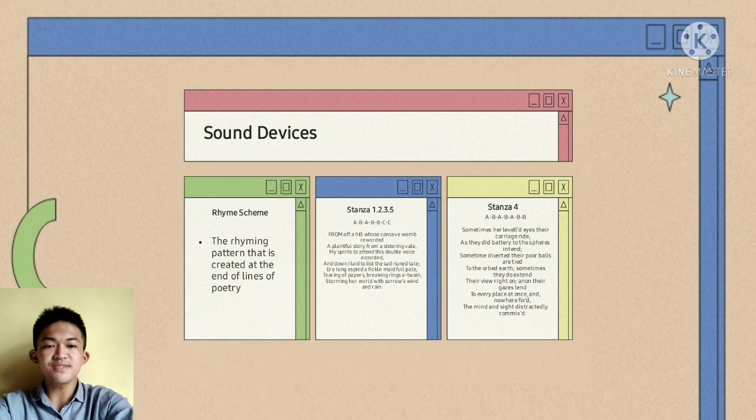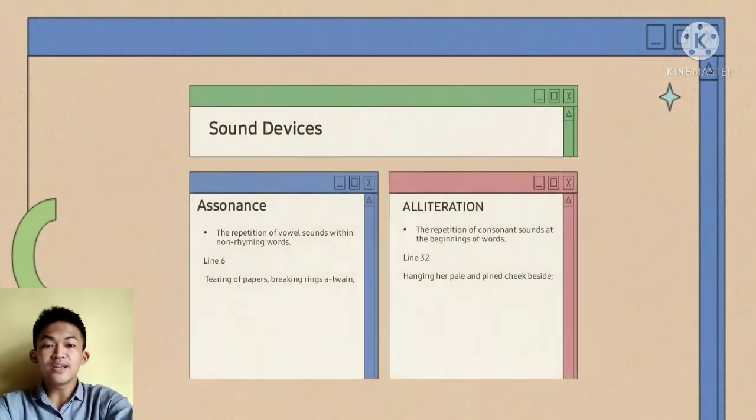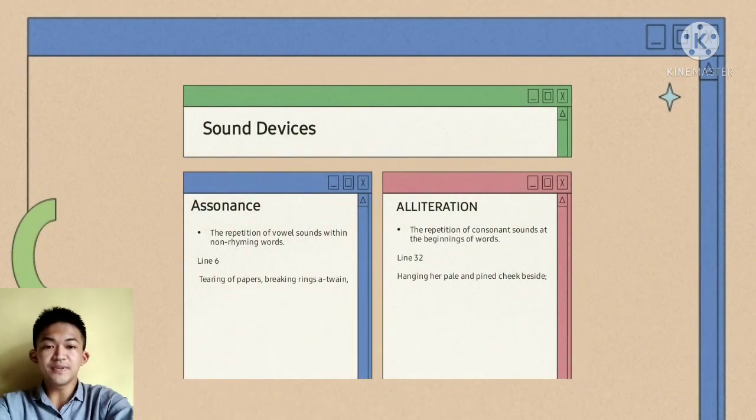Then after rhyme scheme there is assonance. What is that? It is the repetition of vowel sounds within non-rhyming words. It can be found in this poem in line number 6, chewing of paper, breaking rings a twine, and the next is alliteration. It is the repetition of consonant sounds at the beginning of words. It can be found in line number 32, hanging her pail and peanut cheek beside.